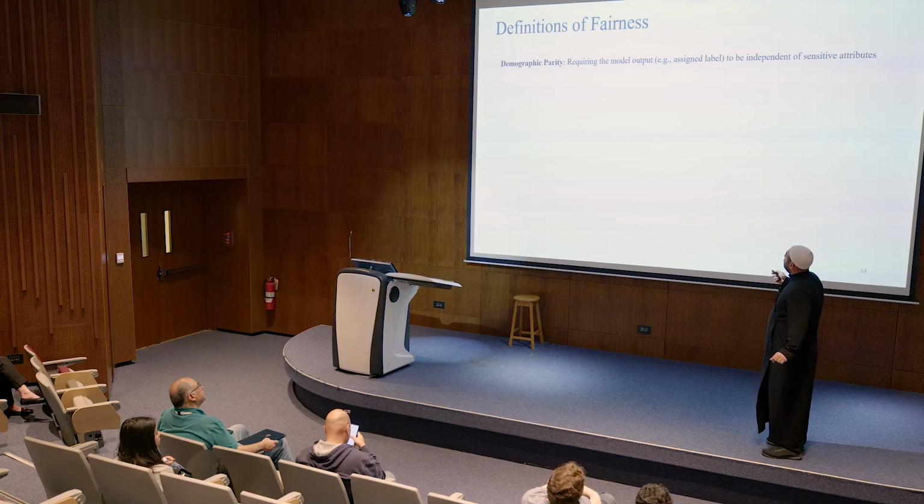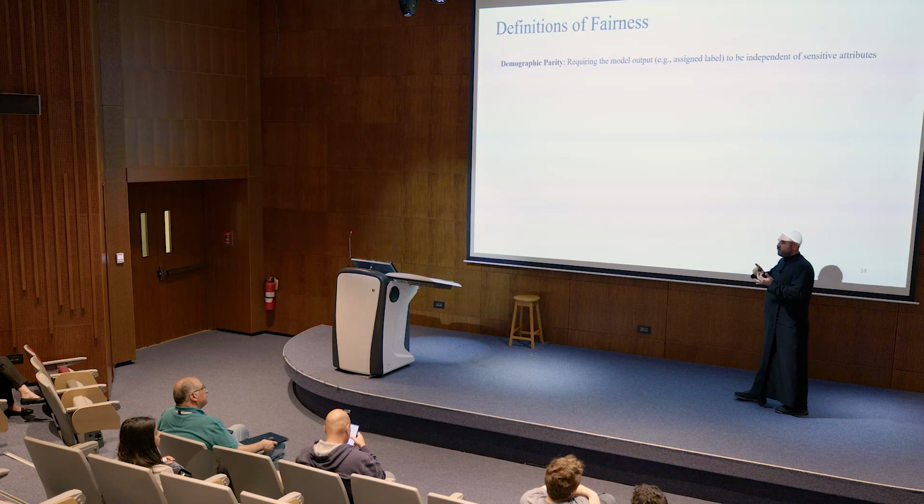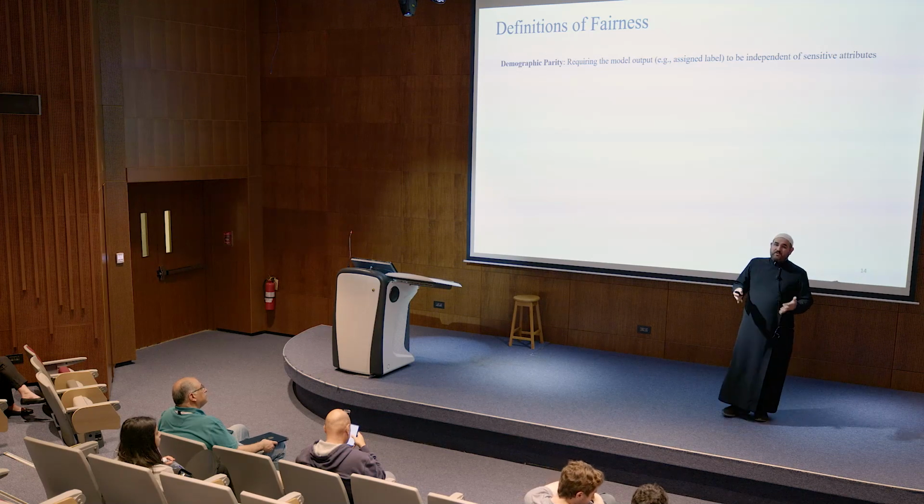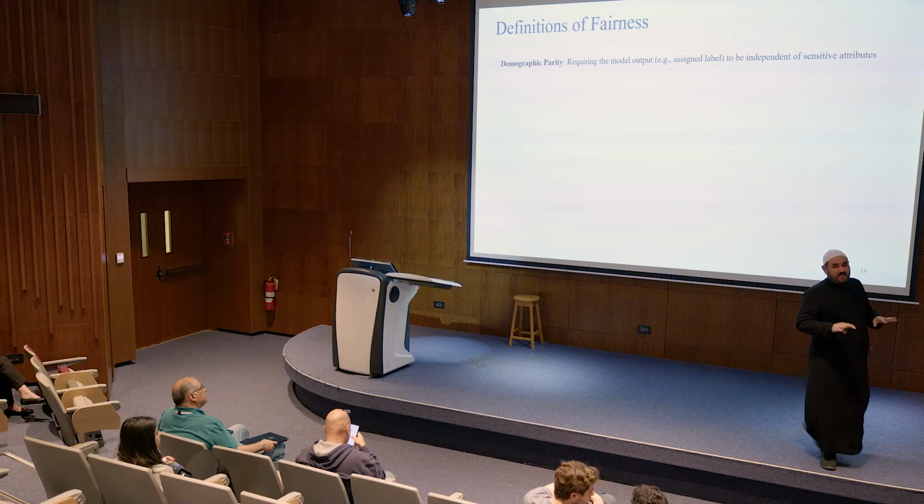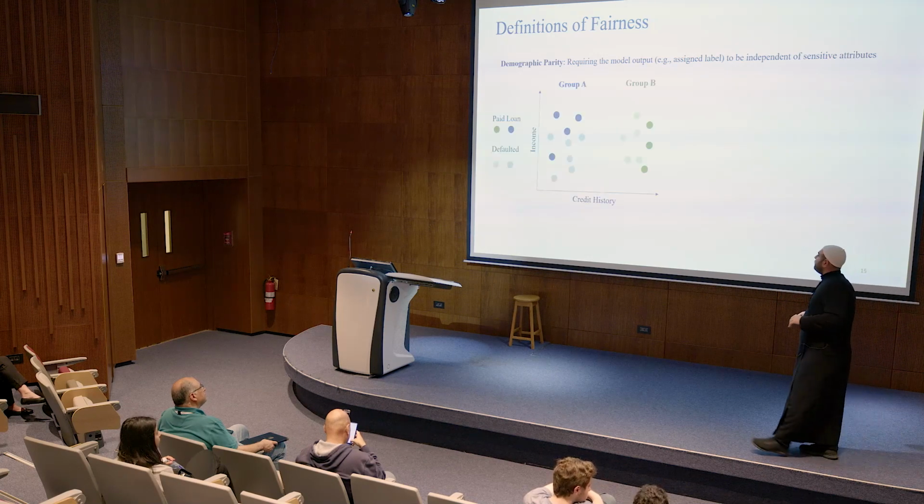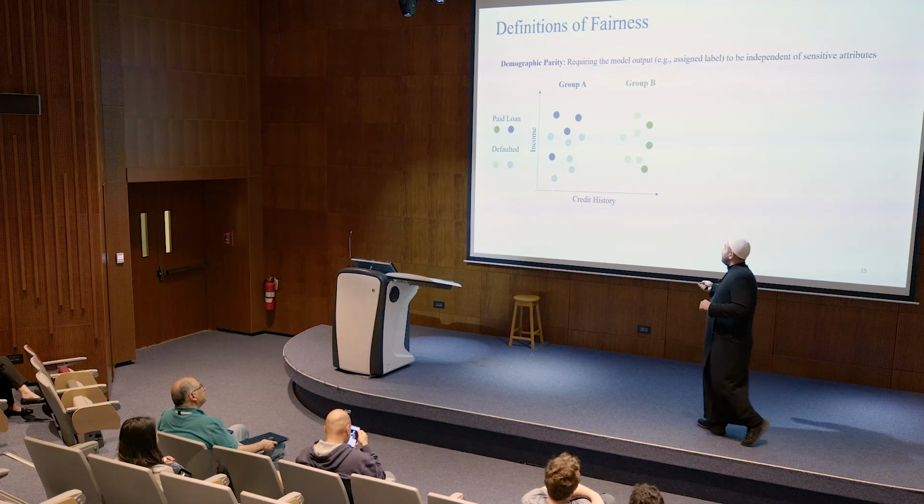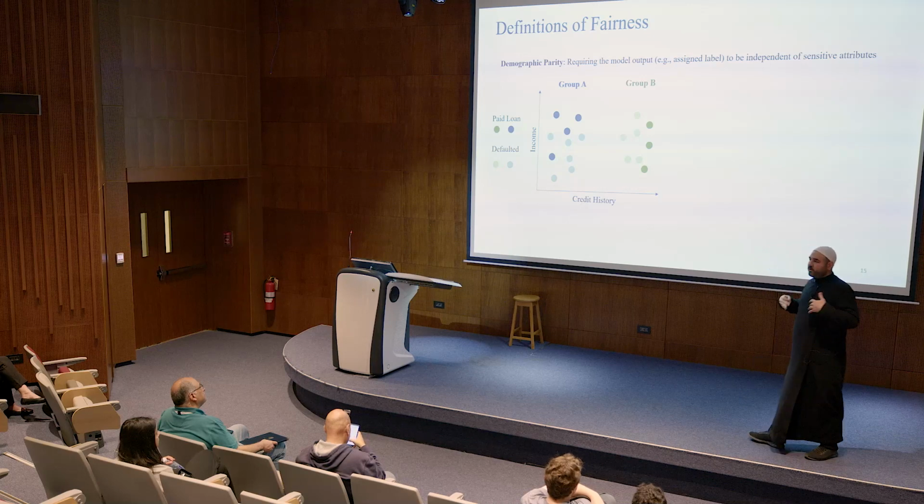And what this is saying, it requires the model output to be independent of the sensitive attribute. So the sensitive attribute can be gender, race, or whatever. We want the output of the model to be independent of that. So regardless of what the sensitive attribute is, the model should give the same output. For example, look at this data set. Imagine that we're trying to say whether the applicants will pay a loan or default.